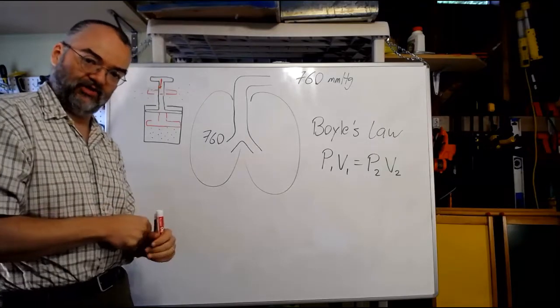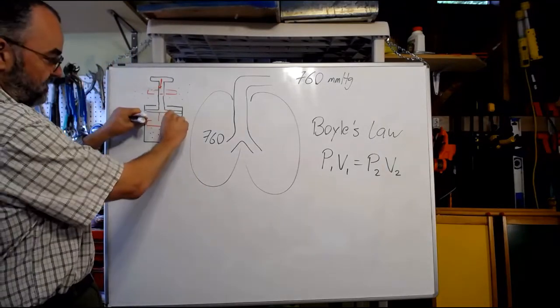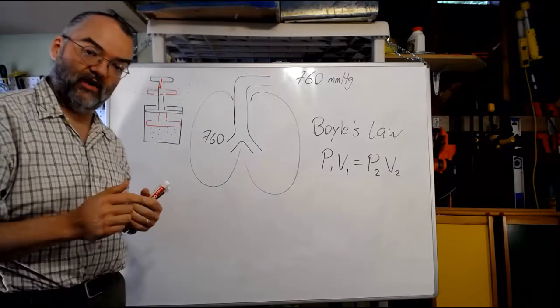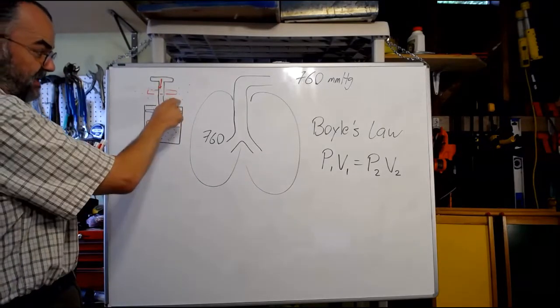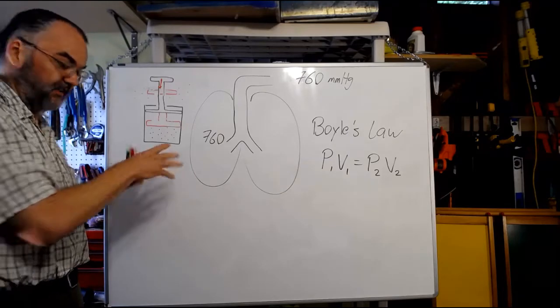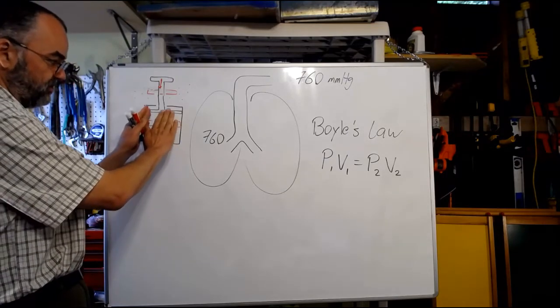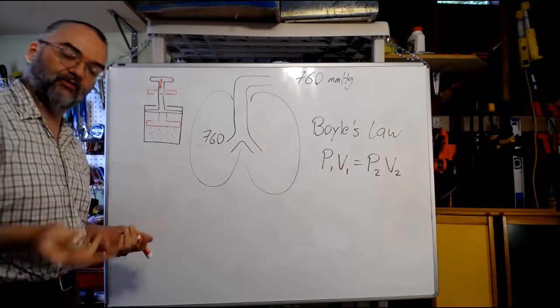fighting my push. And if I let it go, it's going to tend to spring back out to where it was. Because if I push it in, now the pressure in here is higher than the pressure out here. So when I let it go, that higher pressure pushes the plunger back until the two pressures are equal again.